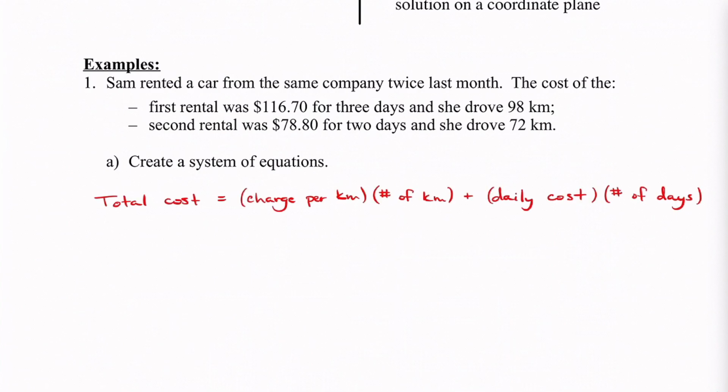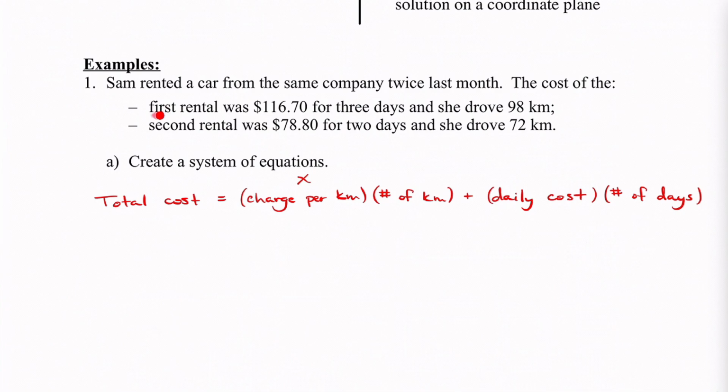Our total cost is equal to the charge per kilometer, which we don't know, so that's going to be x. We multiply the charge per kilometer by however many kilometers you drove, which we're given up here. Plus our daily cost, however much it costs per day, maybe $30 or $40, we don't know, but we multiply that by however many days we had it, which is also given up here.